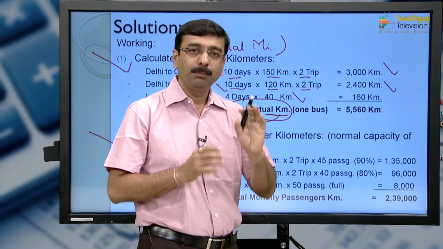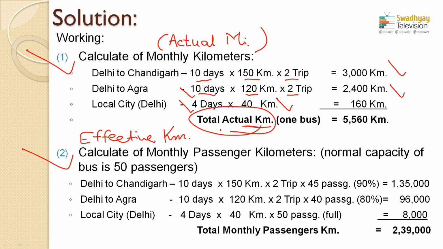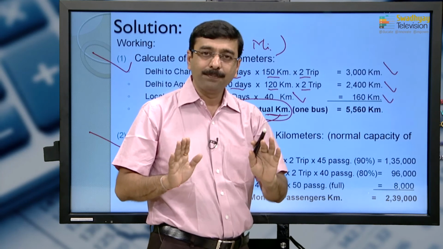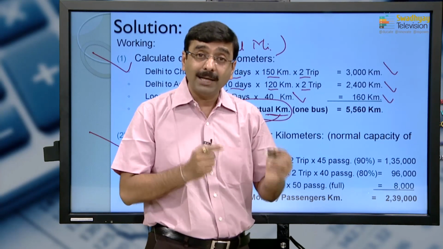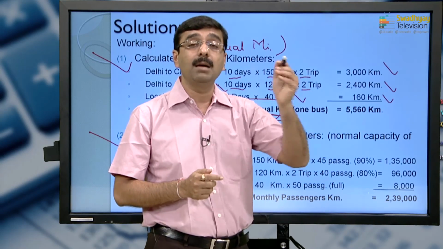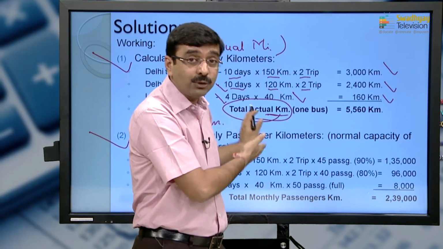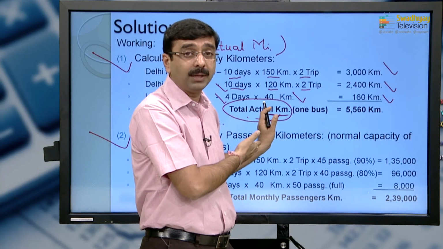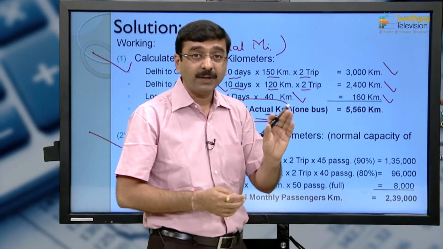In total, the vehicle runs 40 kilometers per day, and the multiplication of this is 160 kilometers. There are only 3 routes, giving the actual information of the kilometers the vehicle runs. Actual mileage means the distance the vehicle actually runs in the number of days the service is provided, where the service is active. We are not finding out the effective mileage yet.